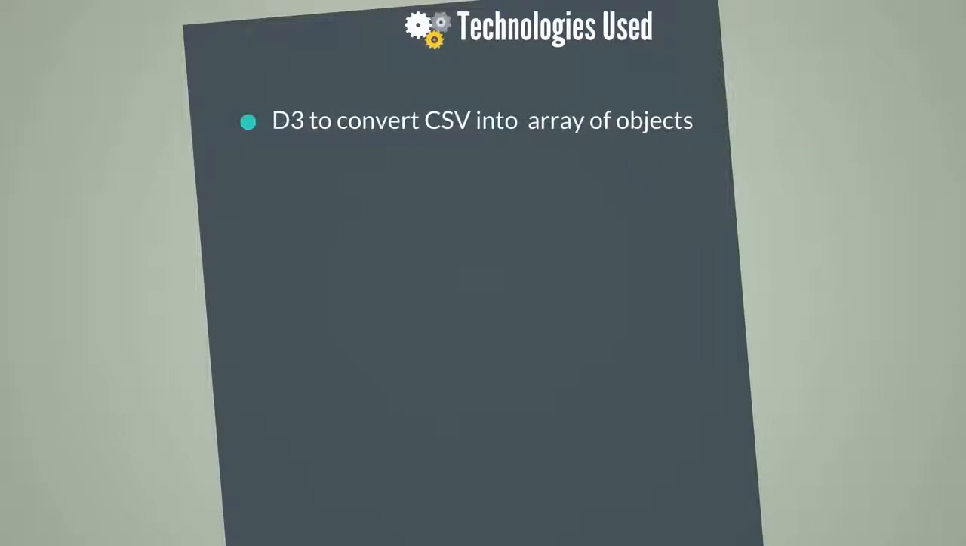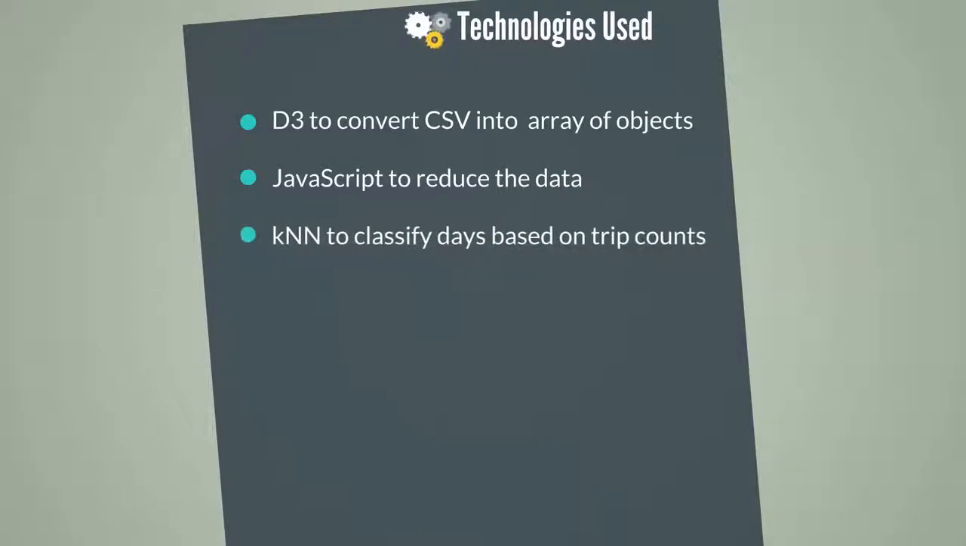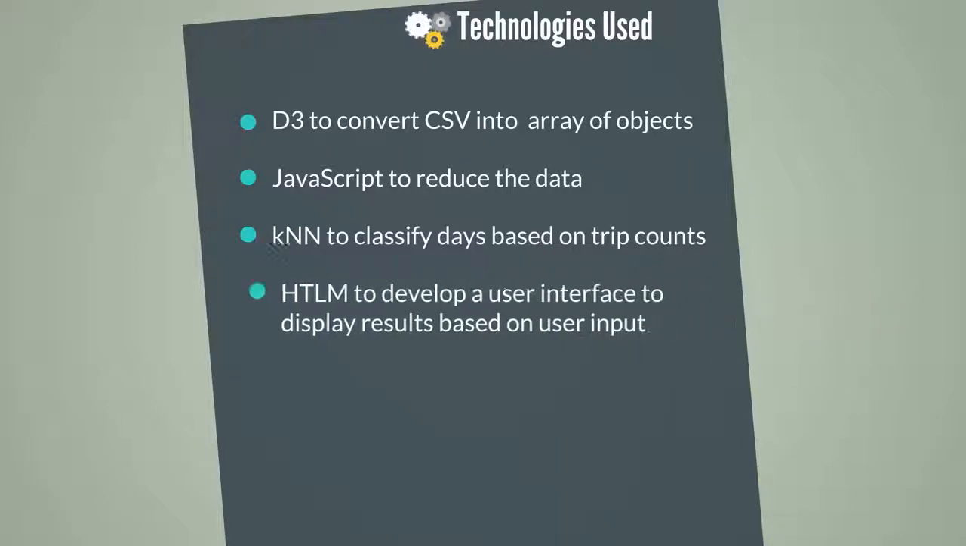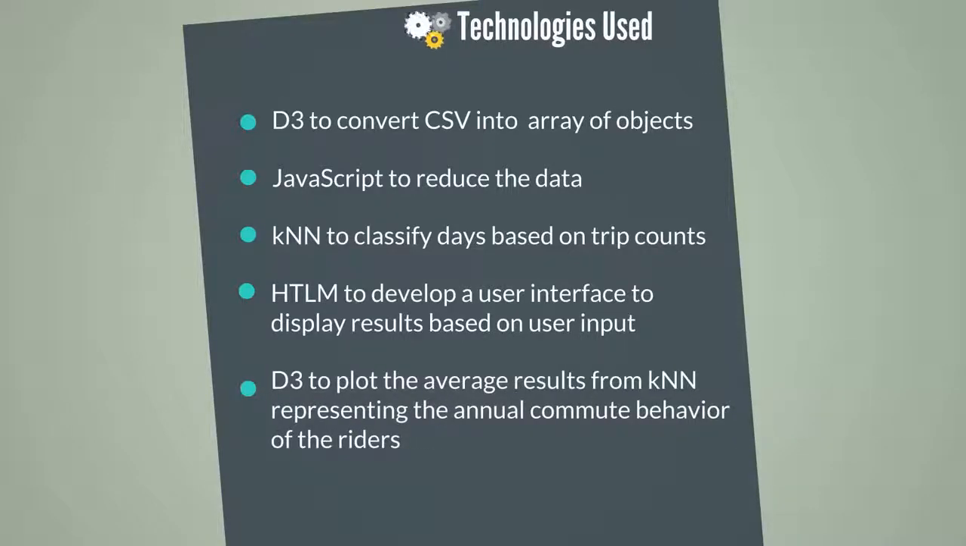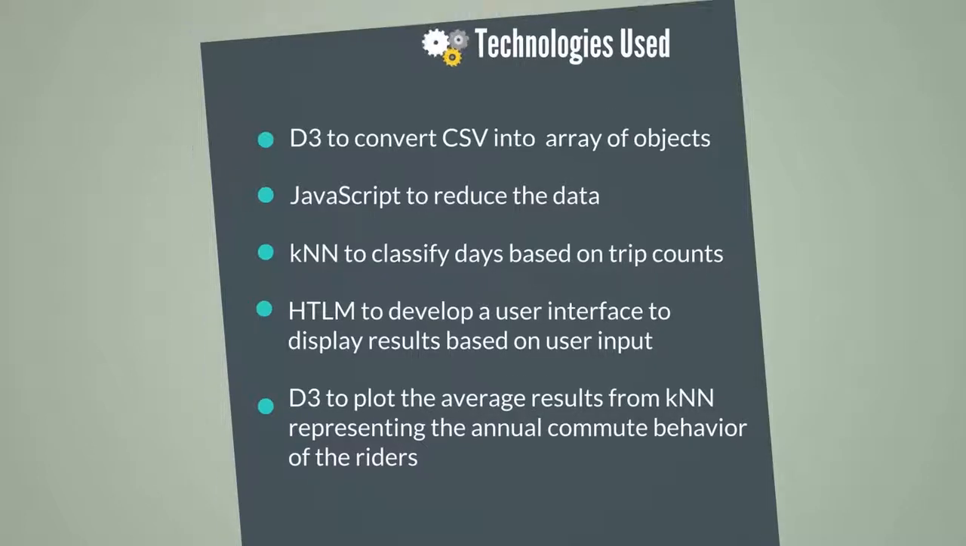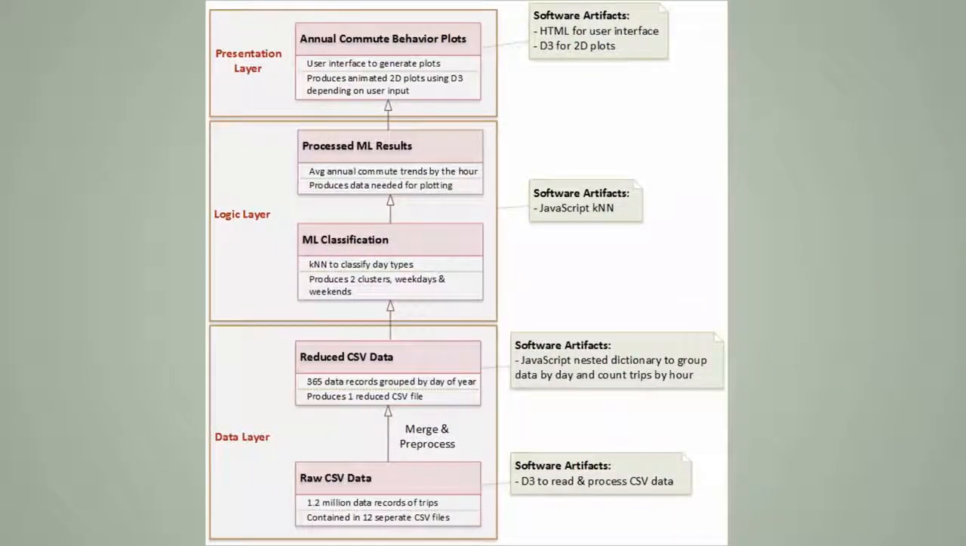The following technologies were used in this part of the project to do the data analytics: D3 to read the CSV file and convert it into an array of objects, JavaScript to reduce the data, k-nearest neighbor to classify the days based on trip counts per hour, HTML to develop the user interface to display the results based on user input, and finally D3 to plot the average results from k-nearest neighbors, which represents the annual commute behavior of the riders. The layered architecture diagram for the code looks like this.